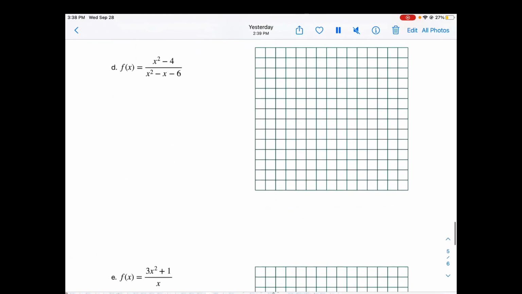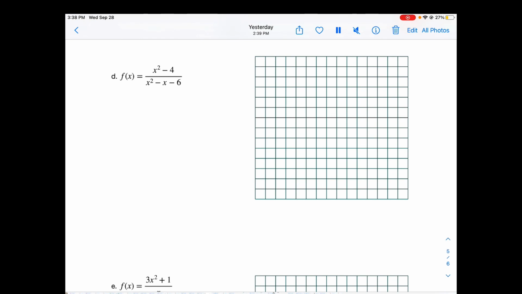All right, let's try one more. Oh, 2 more, sorry. All right, so for example D, I think this one will factor first. So I need to simplify f of x here. I need to factor my numerator, which is a difference of squares, so it's going to be x minus 2 times x plus 2. And then factor my denominator, which gives me x plus 2 times x minus 3. So x plus 2 cancels out.